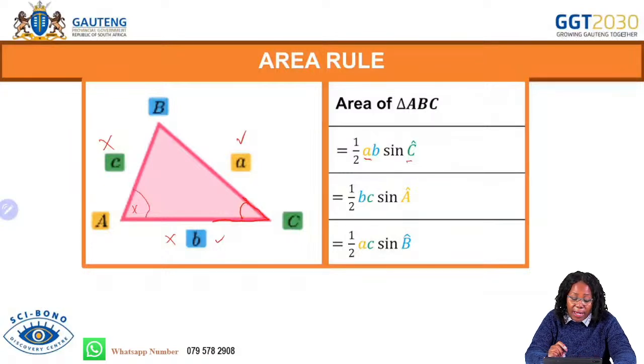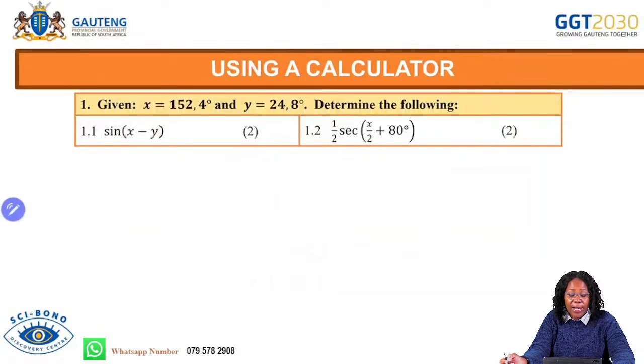And then if I'm using a and c, that means angle B must be given to me in order to be able to calculate the area of that particular triangle. That is the area rule. Yes, grade 12. Can we now start with the activities? Now the first activity is the method where you are using a calculator. That will be your first question on your question paper when you start your trigonometry.